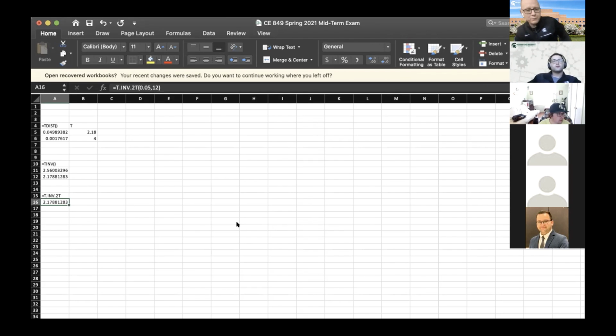So by default, again, you can see here that this is giving you the corresponding value for alpha, and if you wanted the alpha over 2, then you would use a corresponding command there. So thank you very much for that.